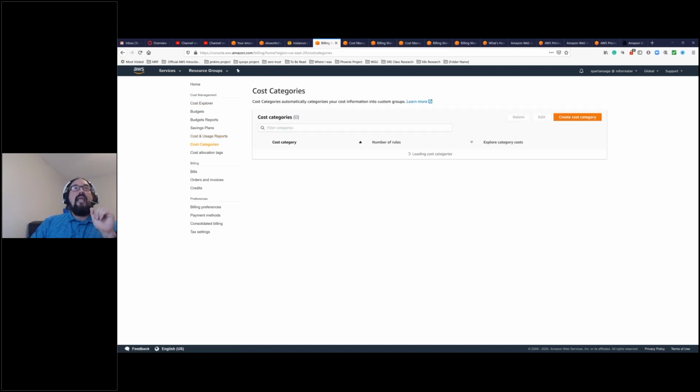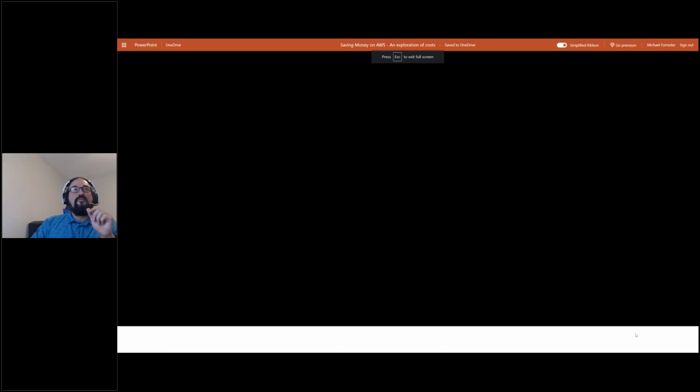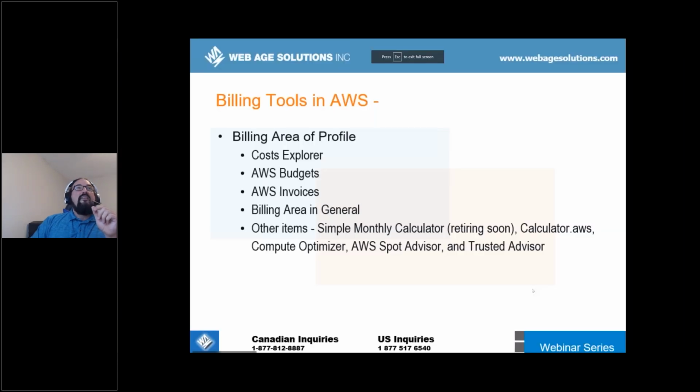And there's also cost categories, if you want to add cost categories and tagging, and there's cost allocation tags, which, by the way, you'll see that I have a bunch. Cost allocation tagging is one of the most important things you can do for your account. So just be aware that if you're not tagging your resources in AWS, you absolutely must.